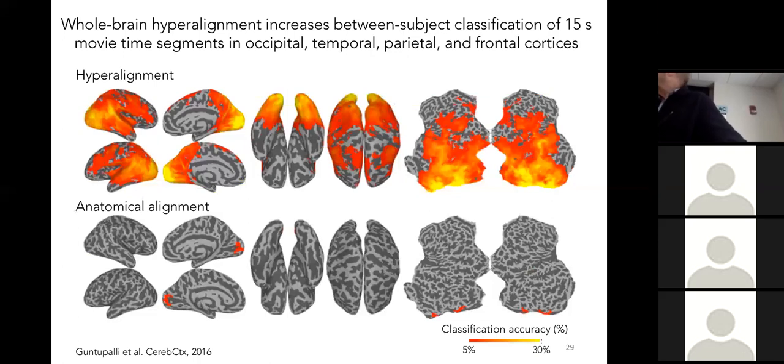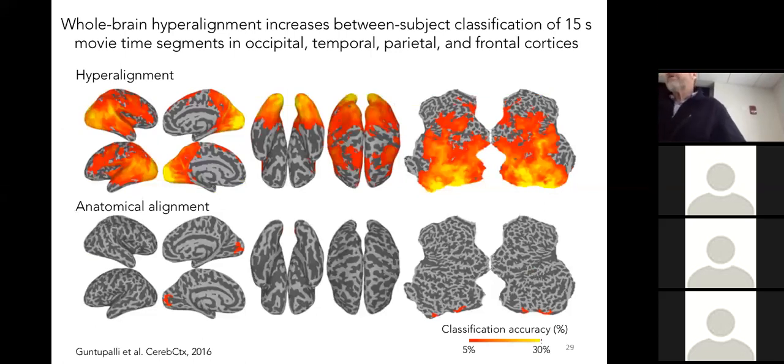And now we start to see that we have classifiable information about what they're experiencing during the movie, not just in early visual cortex, but in higher level visual cortex and ventral temporal cortex, lateral temporal cortex, auditory areas, parietal, and prefrontal. So it's a big effect.